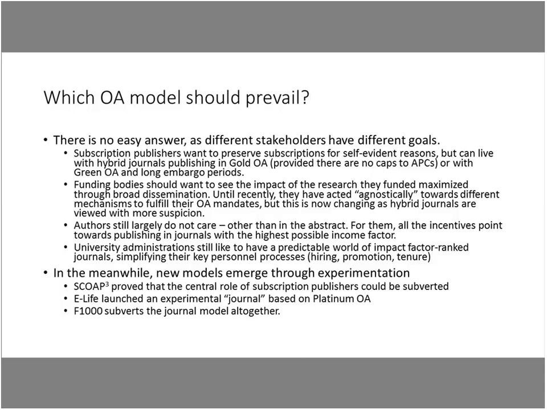But there are other stakeholders which still have to take very clear positions. I will focus on two of them. One is funding bodies, which have been agnostic until very recently on how to fulfill their open access mandate, assuming they have one. This is changing, as we all know, and it may have very important and negative implications for subscription publishers if they're counting on hybrid journals and on no caps to APCs.